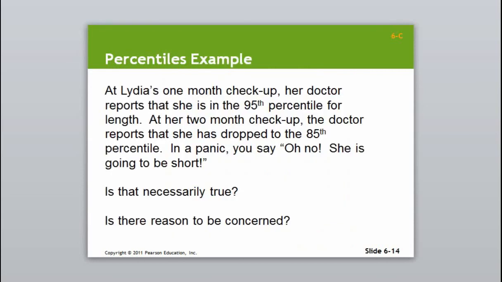Another example. At Lydia's 1-month checkup, her doctor reports that she's in the 95th percentile for length. At her 2-month checkup, the doctor reports that she's dropped to the 85th percentile. In a panic, you say, oh no, she's going to be short. Well, is she? So at 1 month, she was longer than 95% of all other babies. At 2 months, she's longer than 85% of all other babies. She's still really long. So she's definitely not short. Maybe she's not as long relatively, but she's definitely longer than most of them. There's no need to be concerned.